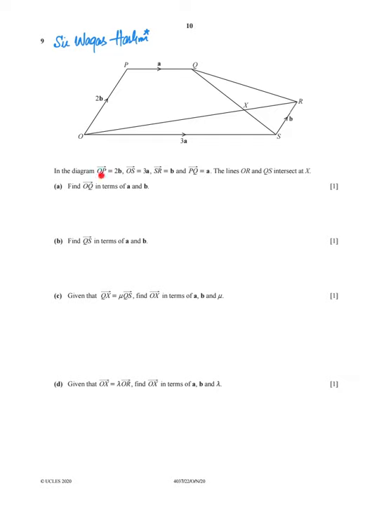It's question number 9 from the topic vectors. It says in the diagram OP is 2B, OS is 3A, SR is B, PQ is A. The lines OR and QS intersect at X, as you can observe. Find OQ in terms of A and B.